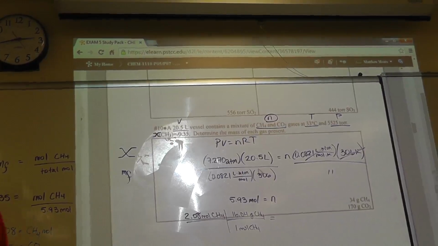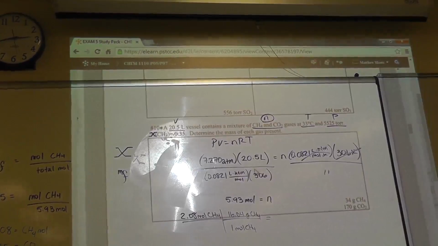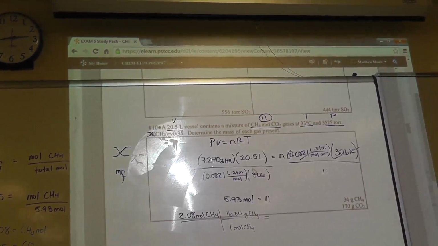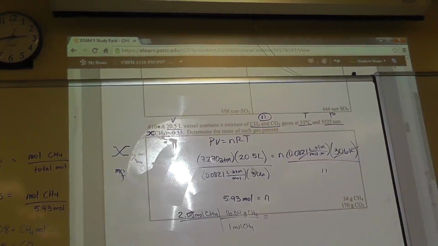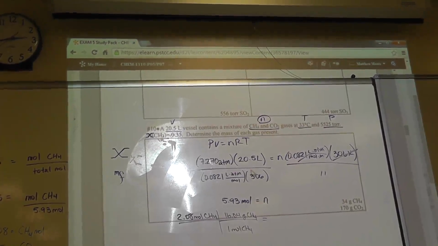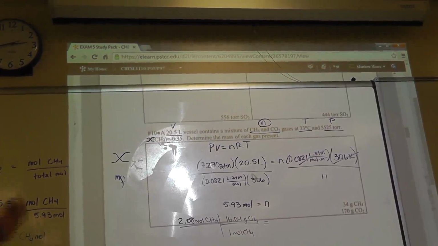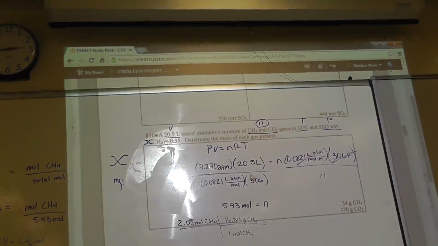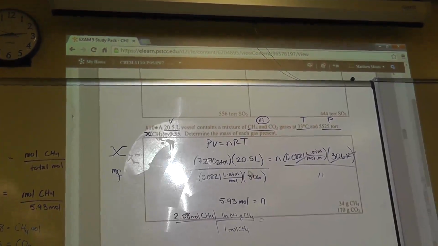Change it either way. That's the wonderful thing about the ideal gas law. Dalton's law of partial pressure is derived from the ideal gas law, so you can do it either way you're more comfortable with. Just like the combined gas law is derived from the ideal. They're all the same.